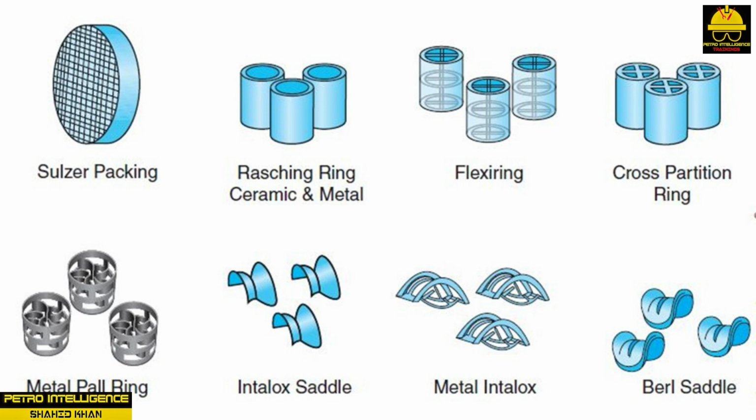Packing comes in a variety of designs and sizes as shown in picture. Some of these designs are Berl saddle, interlock saddles, Raschig ring, cross partition ring, Flexi ring, spiral ring, mini ring, and Sulzer packing.